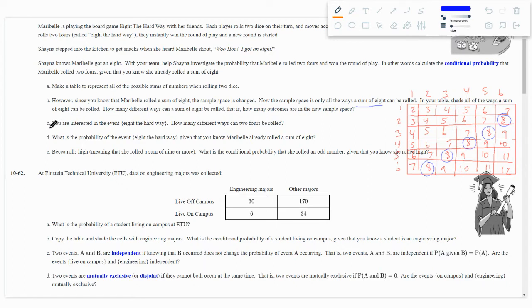Specifically for part C, you're interested in the event 8 the hard way. How many different ways can two 4s be rolled? Well, if we look at the first die and the second die, we only have one possible way to do it.